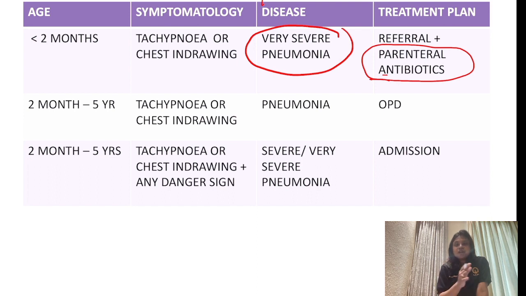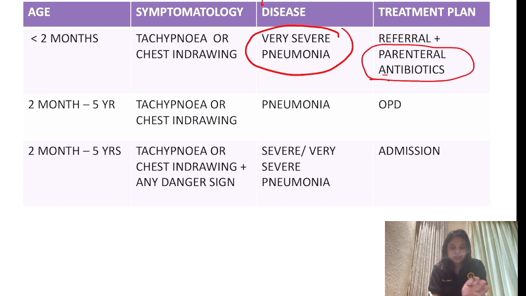So if you're working in a PHC, you need to refer the child. You need to give a first dose of oral antibiotic, refer the child, and because you need to start parenteral antibiotics, need to admit. So what will be the symptomatology? There is going to be tachypnea and or chest indrawing in a child less than 2 months, suggestive of very severe pneumonia, and we need to admit the child and start on parenteral antibiotics.